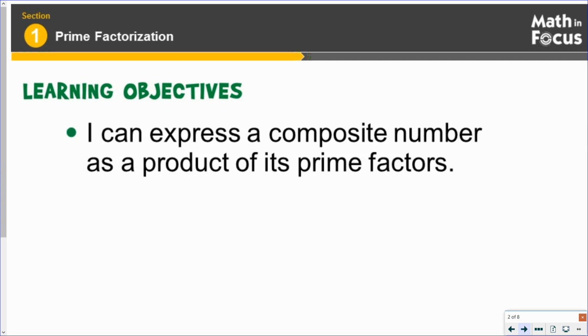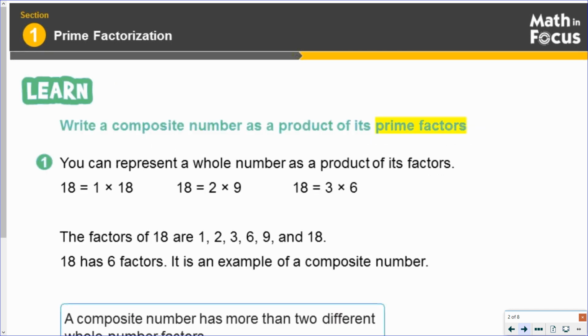So our objective today is to express a composite number as a product of its prime factors. We're going to use those prime numbers that we identified in the previous slide, and we're going to break a composite number down into those.